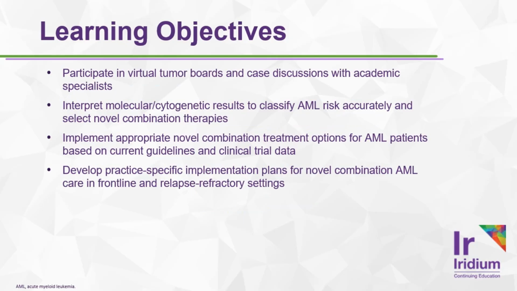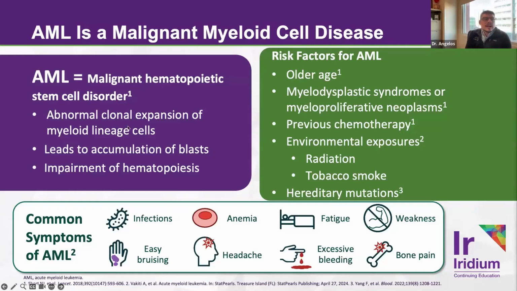All right. So just so we're all on the same page here. AML, of course, is a blood cancer, and it arises due to an abnormal clonal expansion of myeloid lineage cells. This results in an accumulation of blasts, and then, of course, an impairment in normal endogenous hematopoiesis.